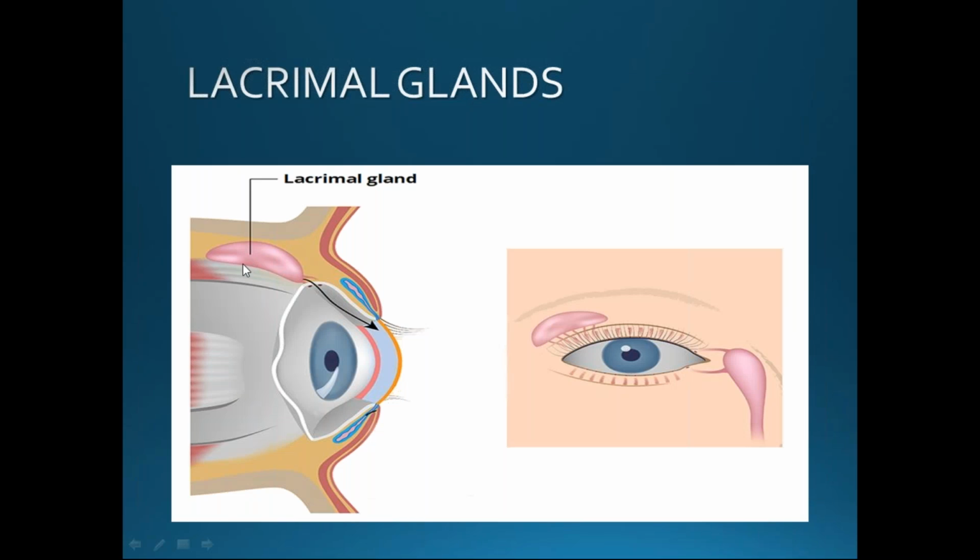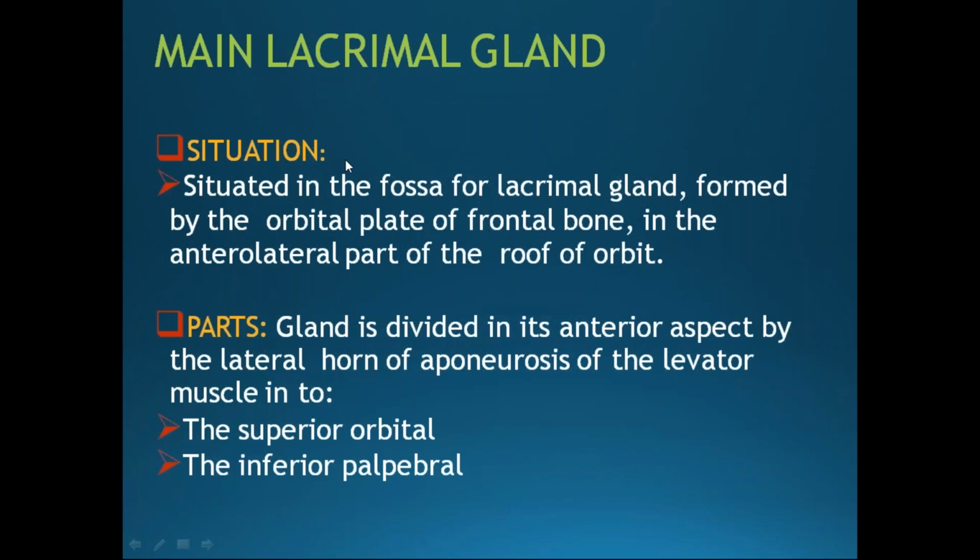Lacrimal glands. This is the orbital part of the lacrimal gland, which lies above the LPS muscle. It mainly consists of two parts, the orbital part and the palpebral part. The main lacrimal gland is situated in the fossa of the lacrimal gland, formed by the orbital plate of the frontal bone in the anterolateral part of the roof of the orbit.